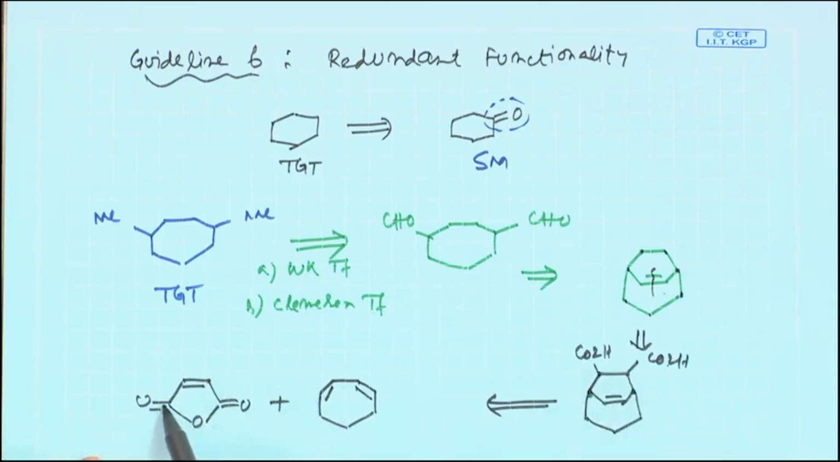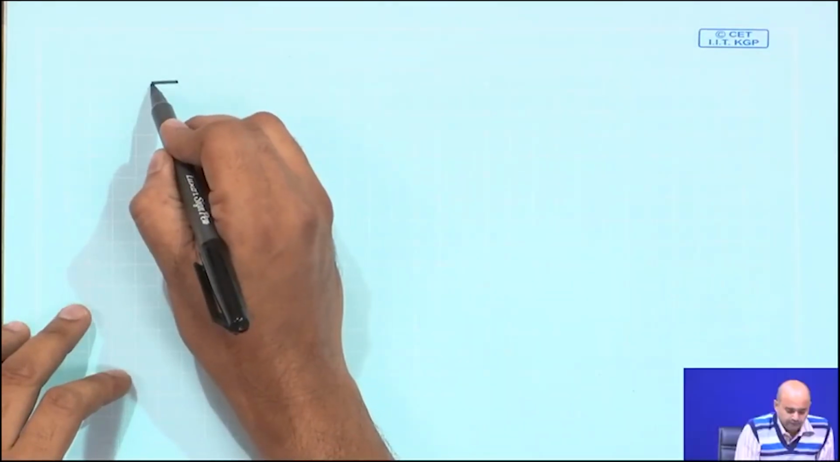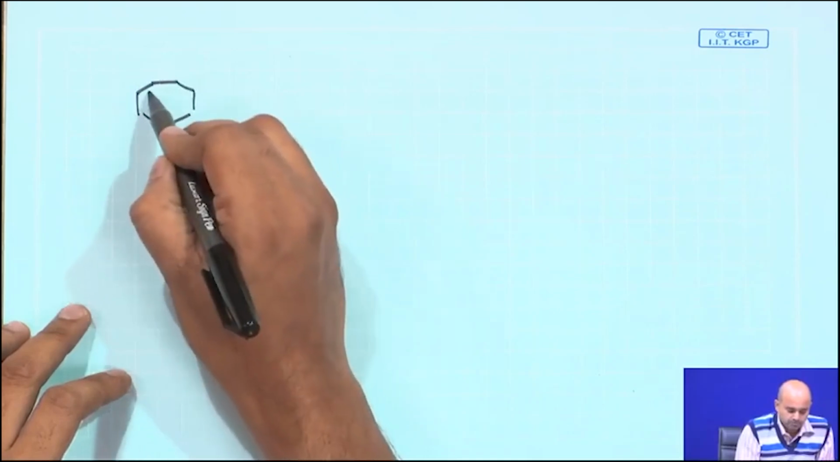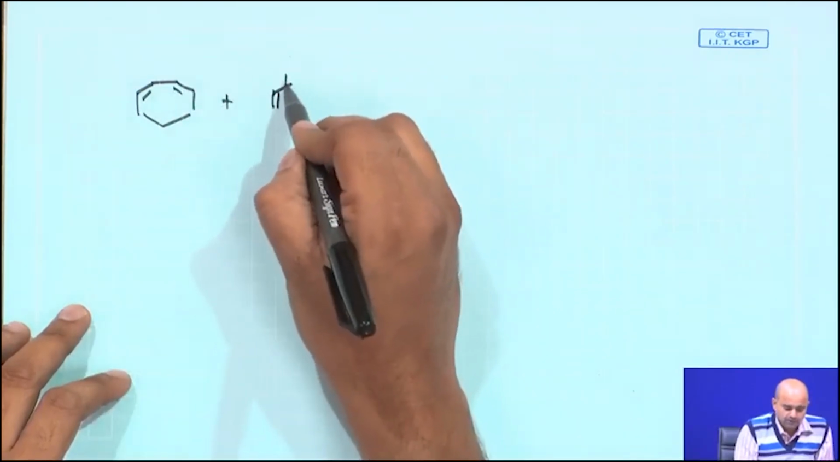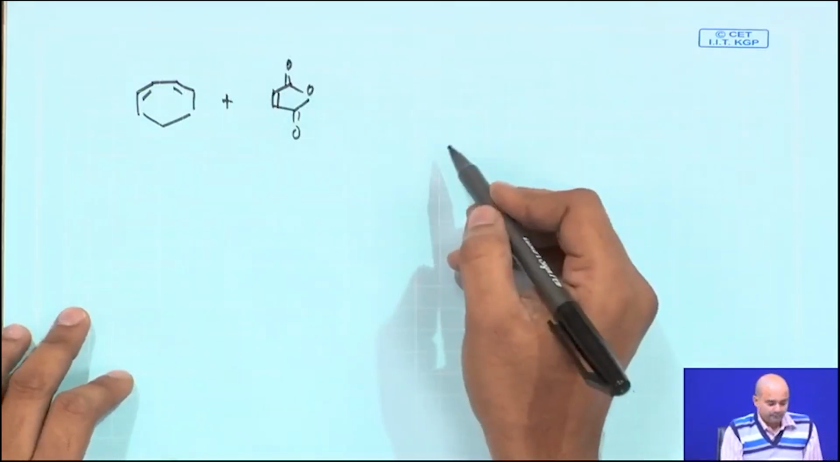You have maleic anhydride, which will basically hydrolyze to give you this carboxylic acid. So, now you do the forward synthesis, then it will be quite clear. So, start with this diene, take this diene and react with maleic anhydride.